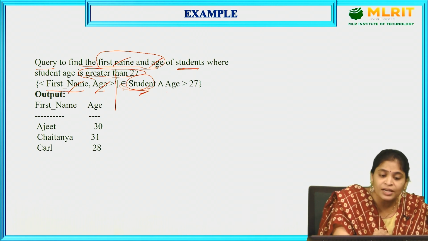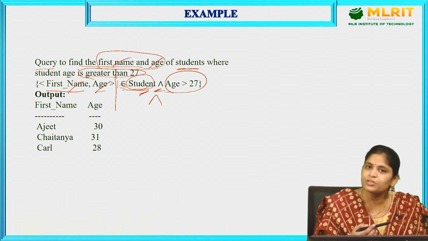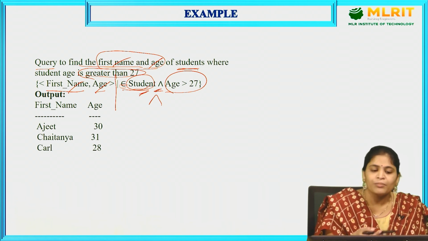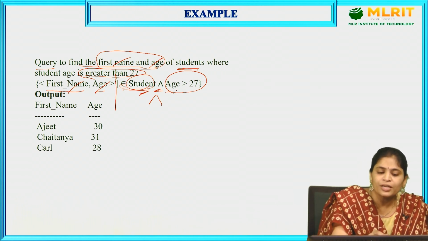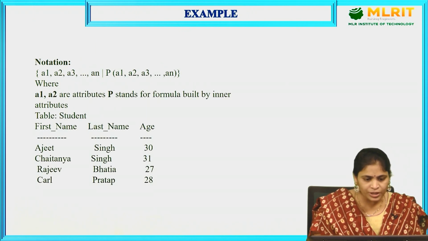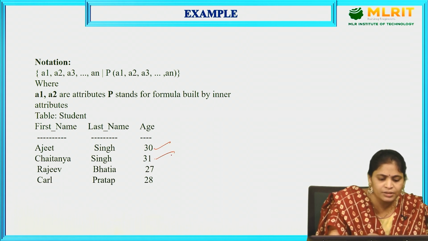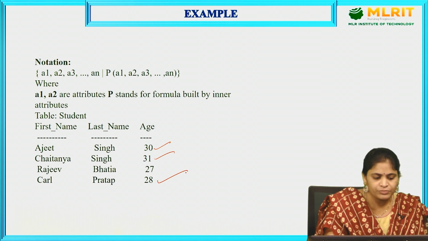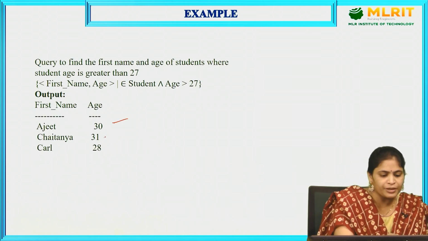And what is the condition here? See, here we have used the logical AND operator. In TRC we use only the word AND, but here, instead of the word representation, we use mathematical representations. So what is the condition here? Age greater than 27. What will be the output here? Ages greater than 27, that is 30, 31 and 28. So these rows will be printed.